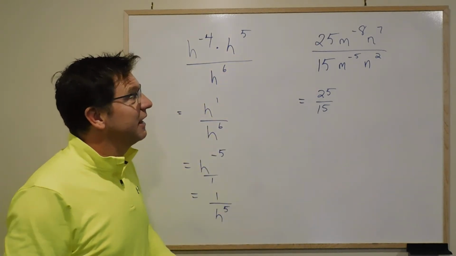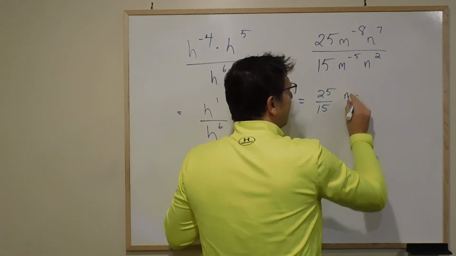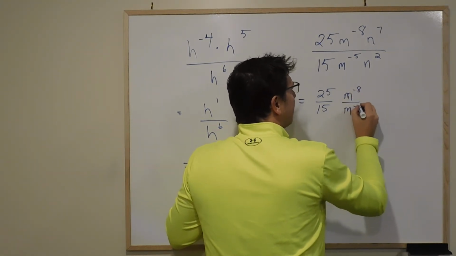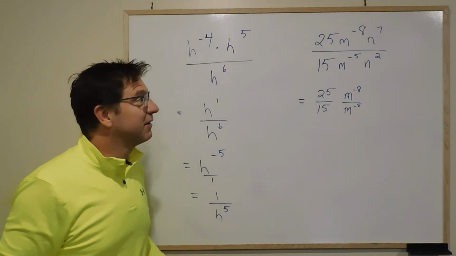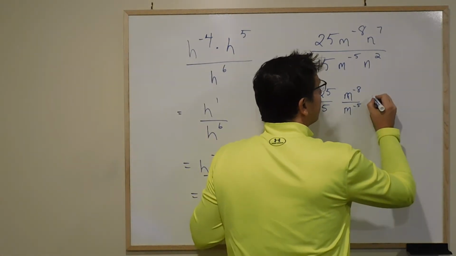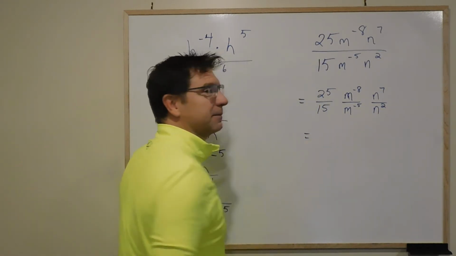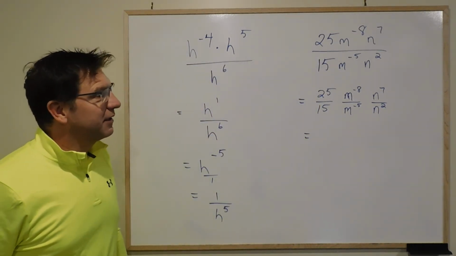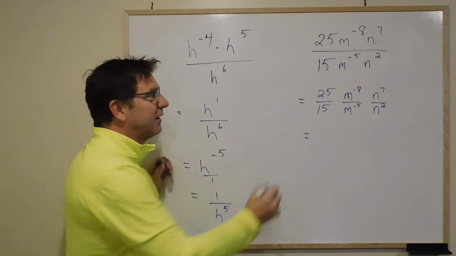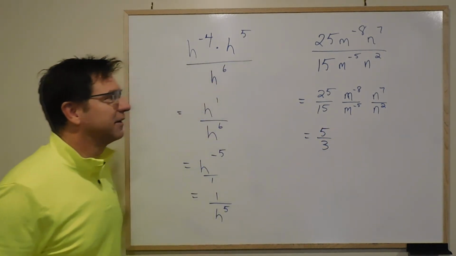And then we have m to the negative 8 over m to the negative 5. I want to do that one in isolation. So I'm doing my numbers in isolation, and I'm doing this in isolation, and then I'd like to look at this in isolation as well, okay? Because we can look at them in isolation. So 25 and 15 can be reduced. I can take 5 out of both, okay? Divide 5 out of both, and that's how I get 5 over 3.